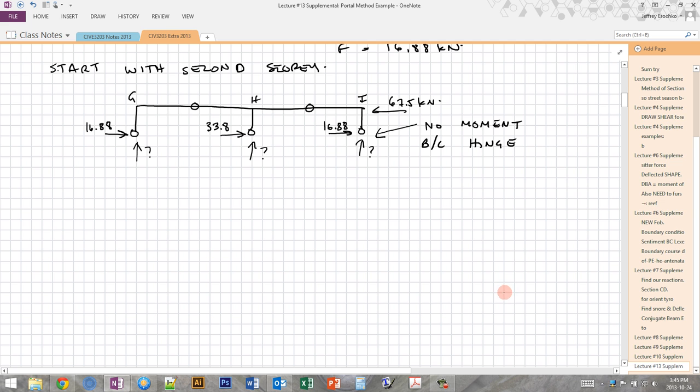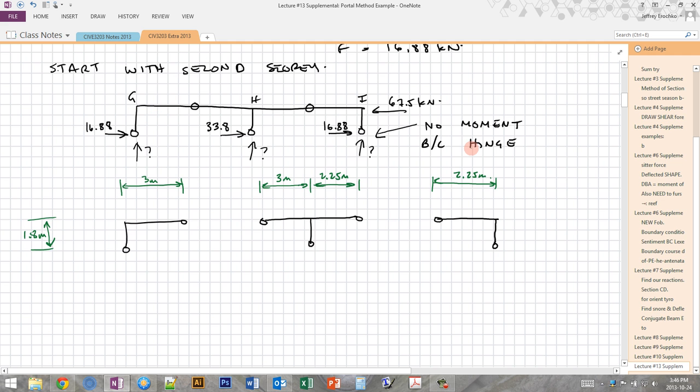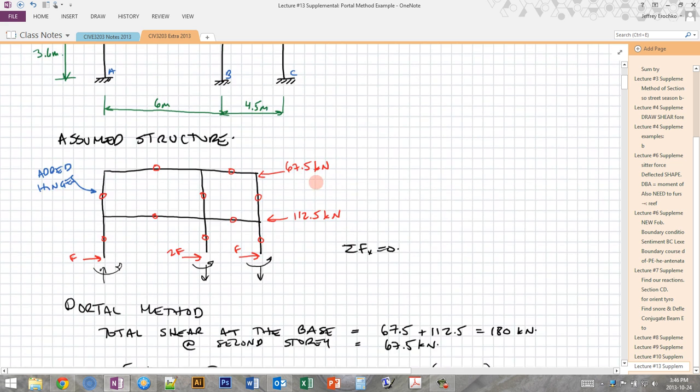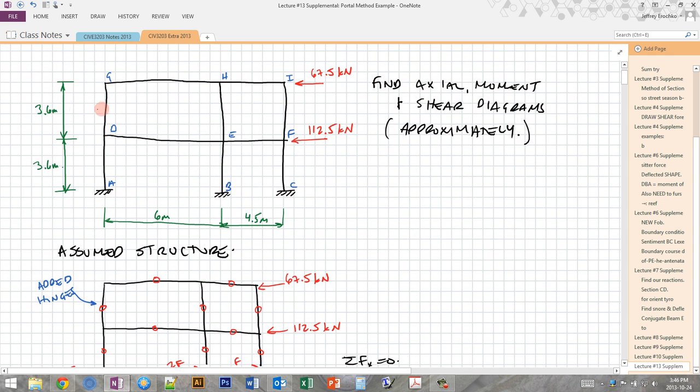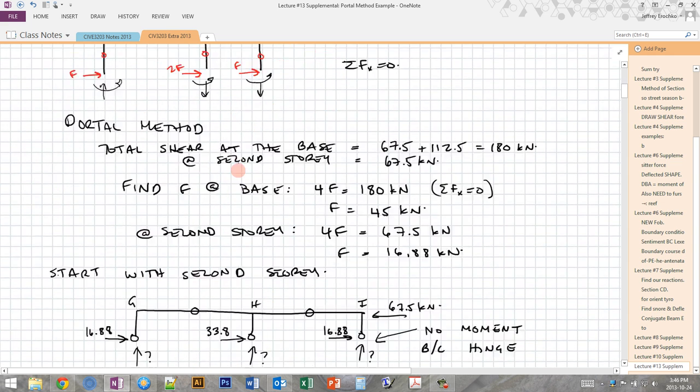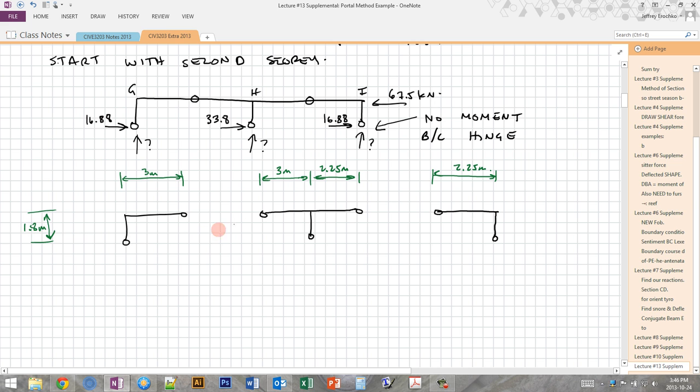And in fact, now when I want to do the full analysis, I'm going to cut at all the hinges, so I'm going to split this into 3 different pieces. So now I've split it up. So now I can do an equilibrium on each one. I've put the dimensions on here. These dimensions were just taken from the general structure. So you remember that the left bay is wider than the right bay, and down to the hinge is half the height, so it's 3.6 divided by 2, which is 1.8.